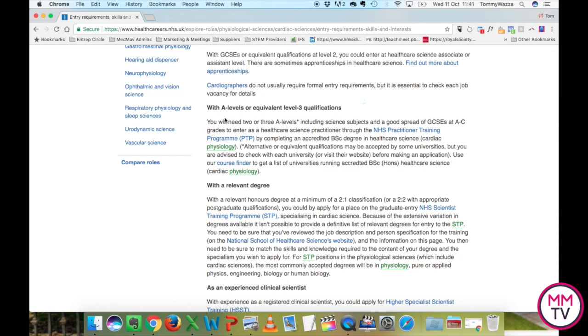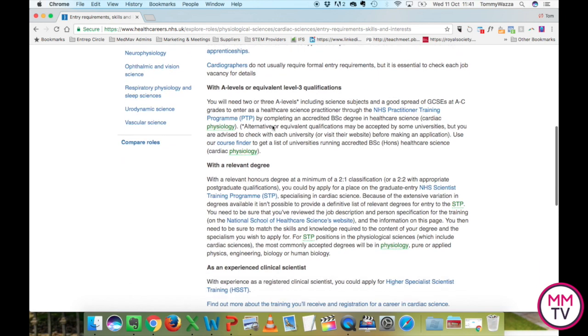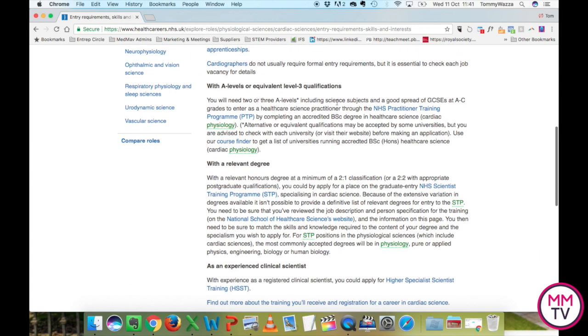So with GCSEs, an equivalent at level 2, you could enter at healthcare science associate or assistant level. For A-levels, you need 2 or 3 A-levels, including science subjects, and a good spread of GCSEs at A to C grade. That is the most important thing. It's not all about getting the top A and A star grades, these level 9s, 8s and 7s. If you get A to C, levels 9 to 4 at GCSE, you can go into these careers.